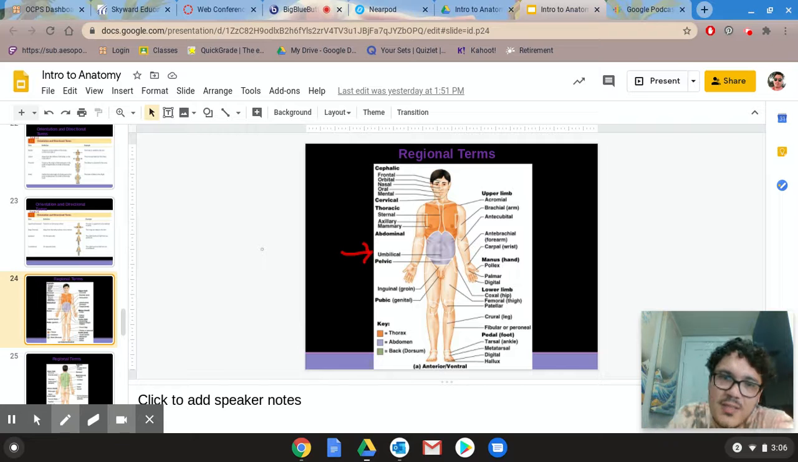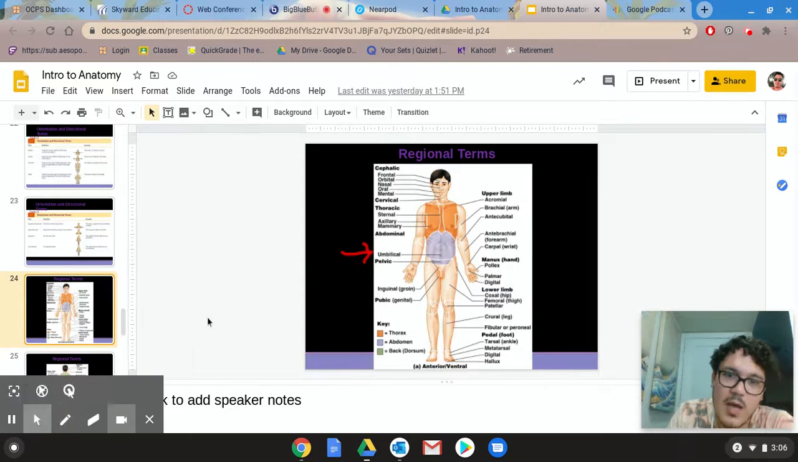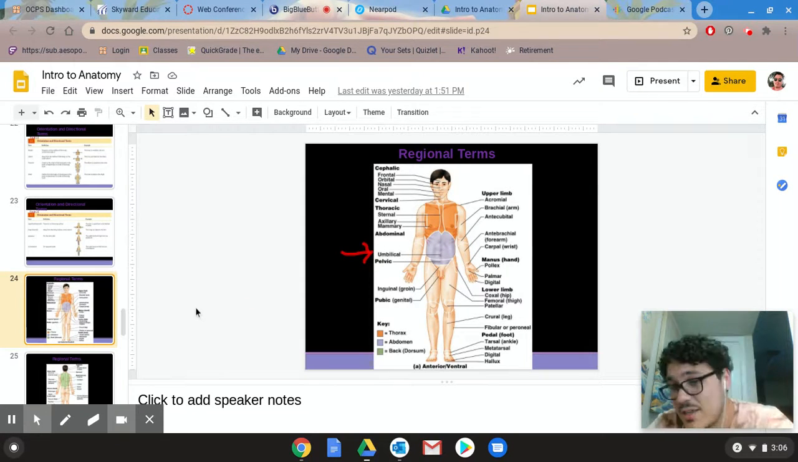Umbilical. Umbilical is a region found in the abdominal. The umbilical is otherwise known as your belly button. It's where the umbilical cord would fuse when you're in development from the embryonic to fetal stages. It's all stuff we're going to learn in the reproductive system. Under the umbilical, we have the pelvic. Pelvic is your hips. So your pelvis is literally what the hip bone is called. So that's easy. Then we have the pubic region, also known as the genitals.